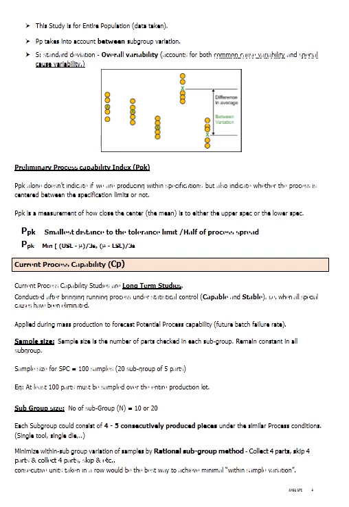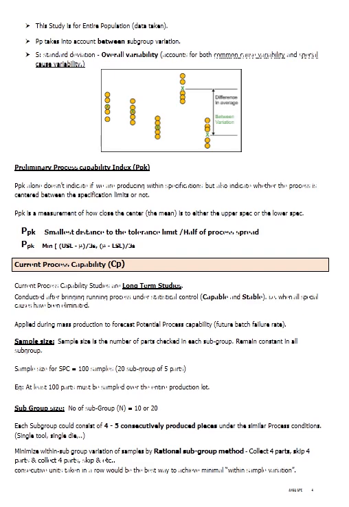Let me see Cp, current process capability. Current process capability studies are long-term studies conducted after bringing a running process under statistical control, that is, when all special causes have been eliminated. Applied during mass production to forecast potential process capability.